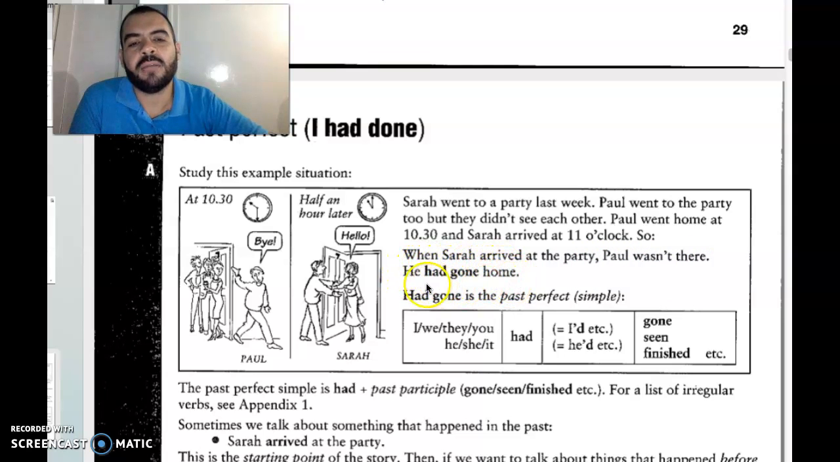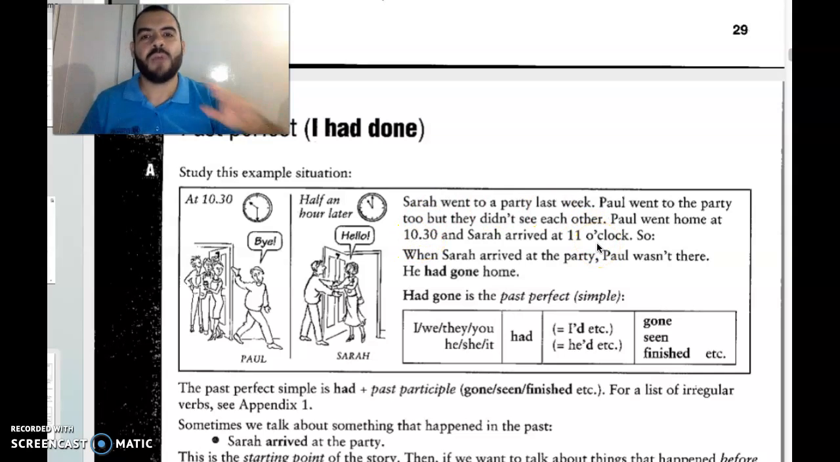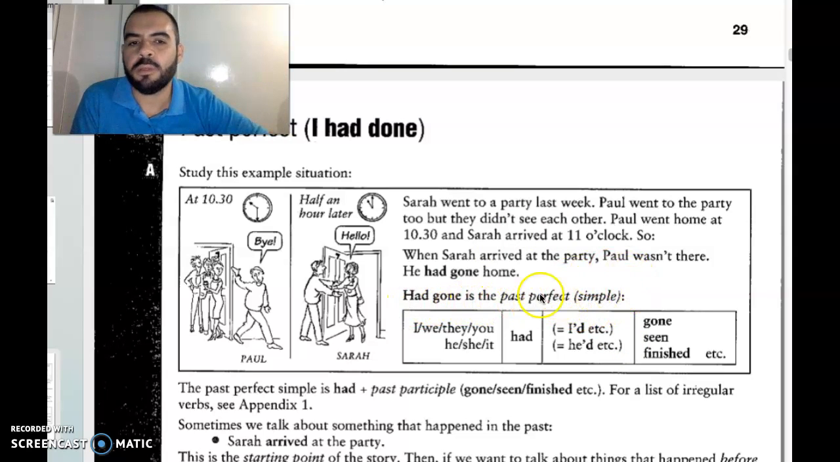Why are they writing this in past perfect? Because he left at 10:30 and she arrived at 11. So again, there are two activities in the past. One happened first and the other occurred right after. So at 10:30 Paul left, and at 11 Sarah arrived. So he had gone home because it was the first activity in the past. Okay, so had gone is a past perfect simple.